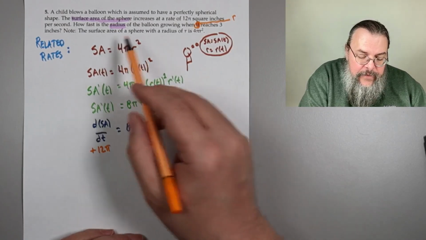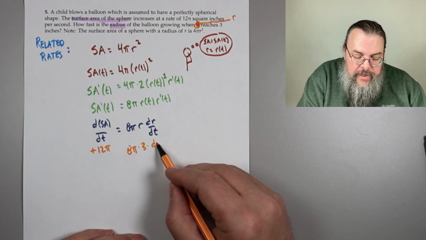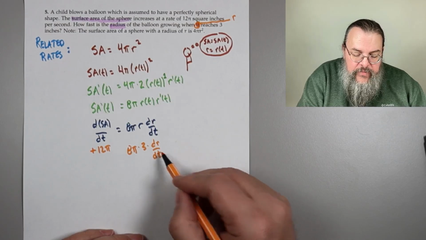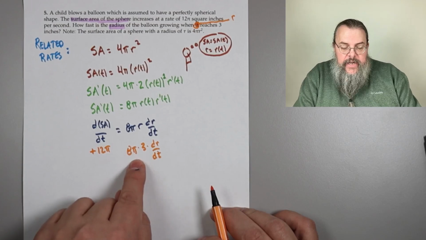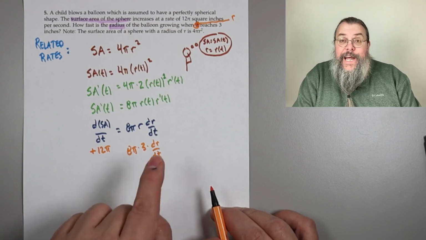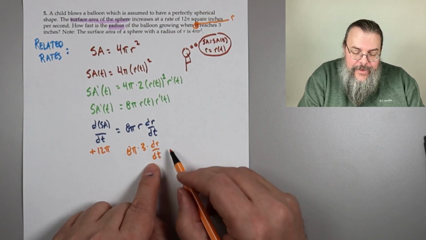And how fast is it? Well, we don't know, but that's okay. That's what we're trying to find out. And so we have 12 pi is 8 pi times 3 times this rate. And this rate is what we're trying to solve for.